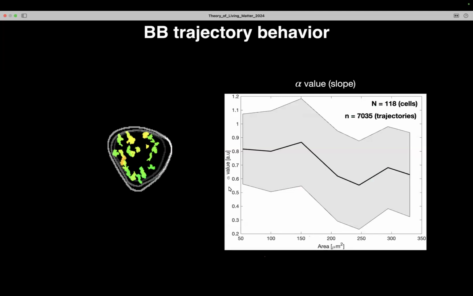Again, on the y-axis we have the alpha value, which is the slope of the mean square displacement, telling us whether the basal bodies are diffusing, actively moved, or subdiffused. And on the x-axis we have the surface area. Given the variance of this data, we can say that largely basal bodies are in the diffusive regime when it comes to these large time scales. However, there is some sort of tendency that towards the bigger sizes of the apical domain, they are somehow in the subdiffusive regime. And I'm going to explain this a little bit more in detail in the next slides.